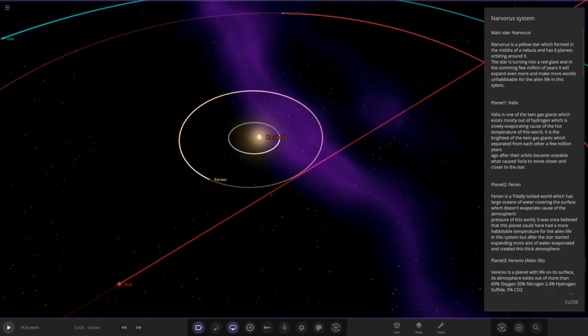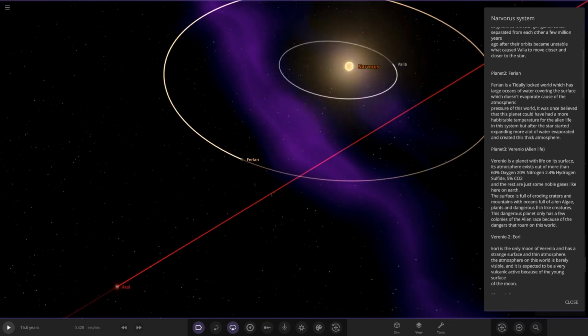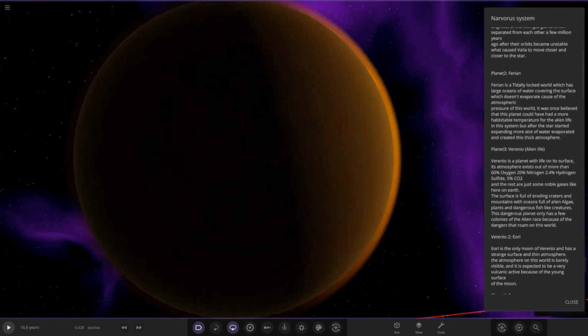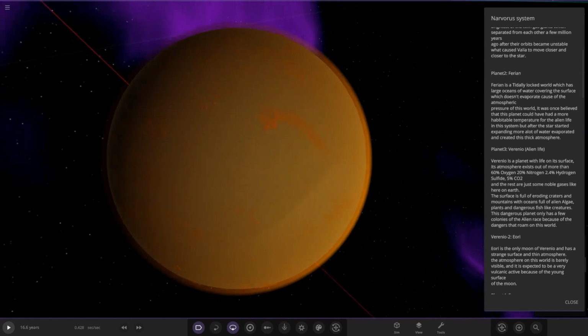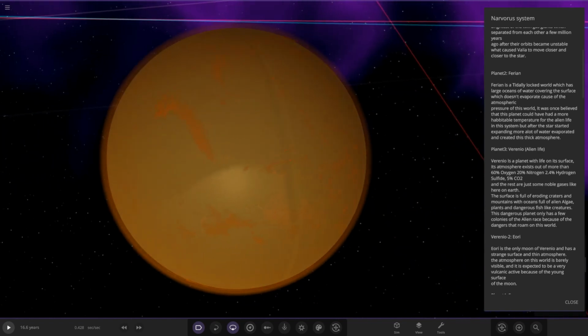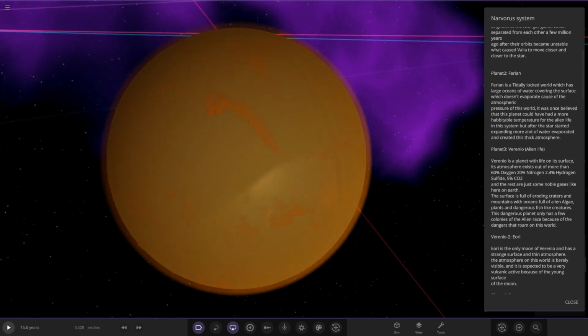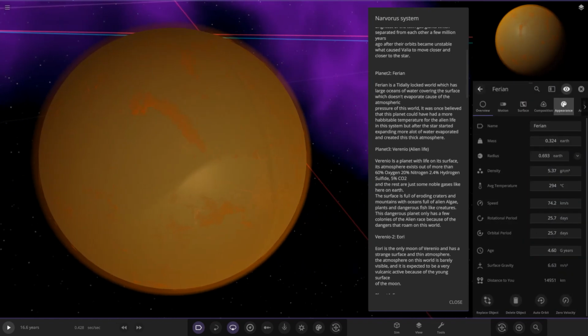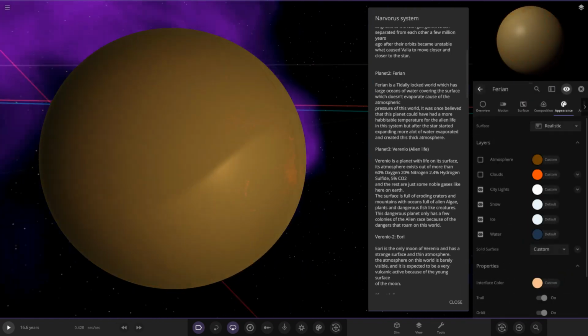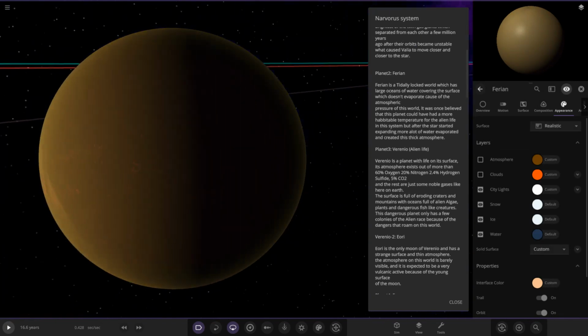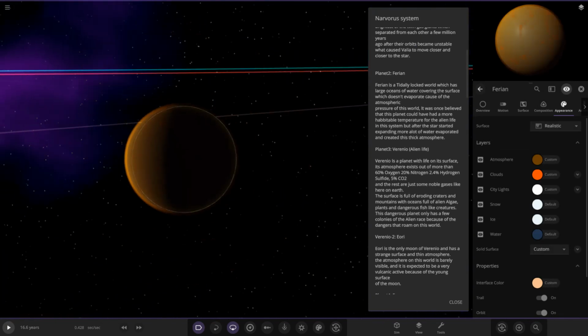Right, next up we've got Ferry in here. So it's a tidally locked world which has large oceans of water covering the surface, which doesn't evaporate because of the atmospheric pressure of this world. It was once believed that this planet could have more habitable temperatures for alien life in this system, but after the star started expanding more, a lot of the water evaporated, creating a thick atmosphere. Right, so let's have a little look underneath it. So there it is. So a completely barren wasteland now. So there it is. Okay, cool.